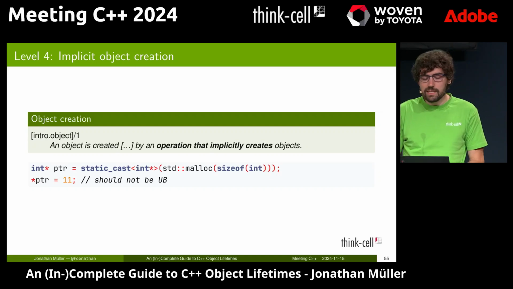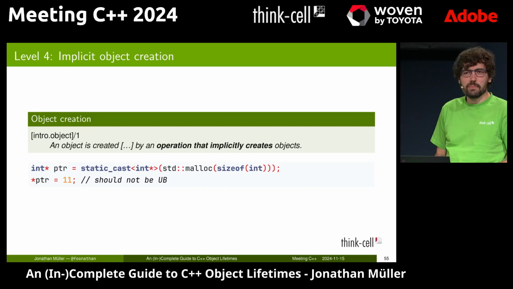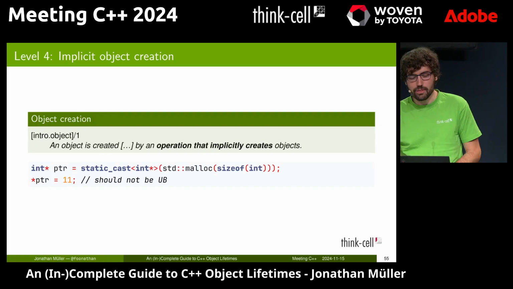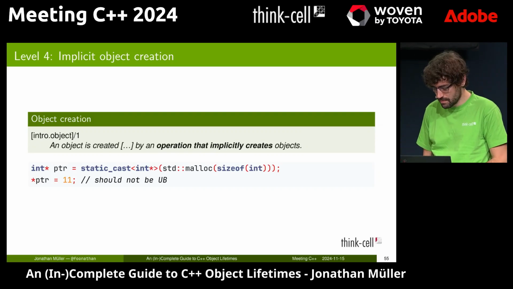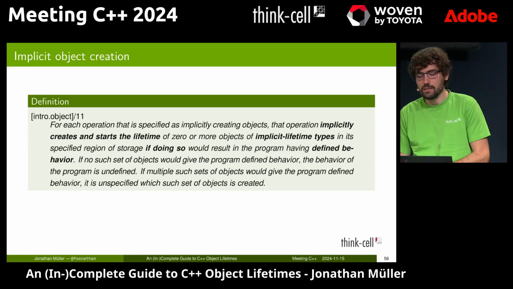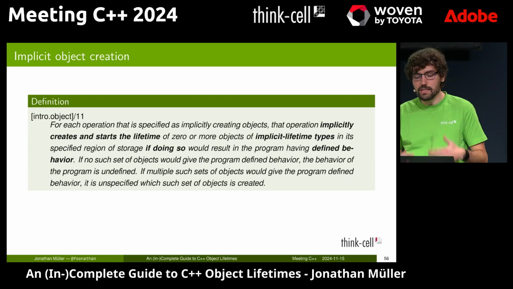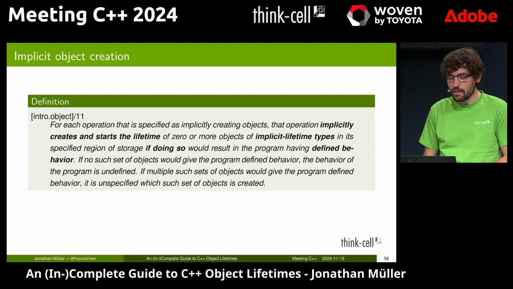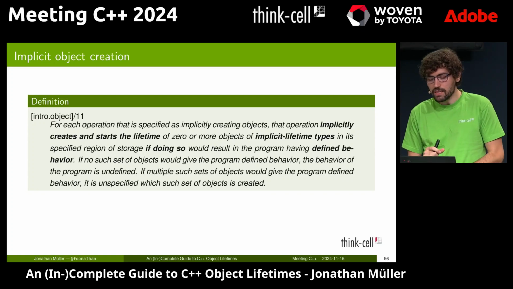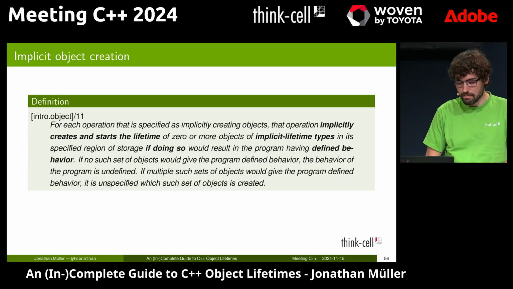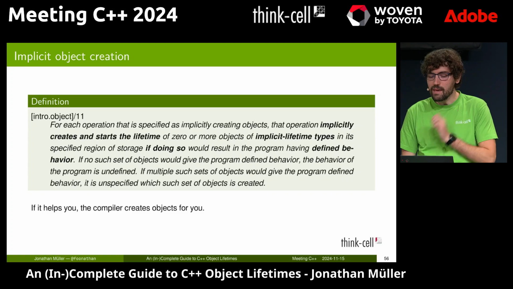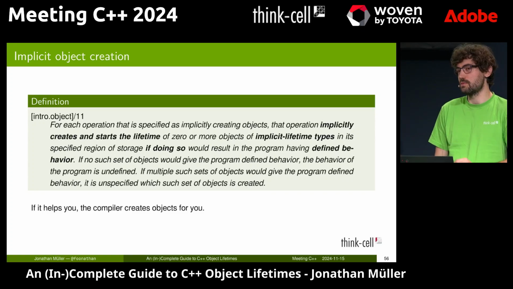And so in C++20, we decided, yeah, maybe this shouldn't be undefined behavior, let's make this okay. And we added the rules for implicit object creation. So formally, some operations are specified as implicitly creating objects. And then they implicitly create objects if it's an implicit lifetime type, and if doing so would result in the program having defined behavior. So essentially, if it helps you, the compiler creates objects for you.